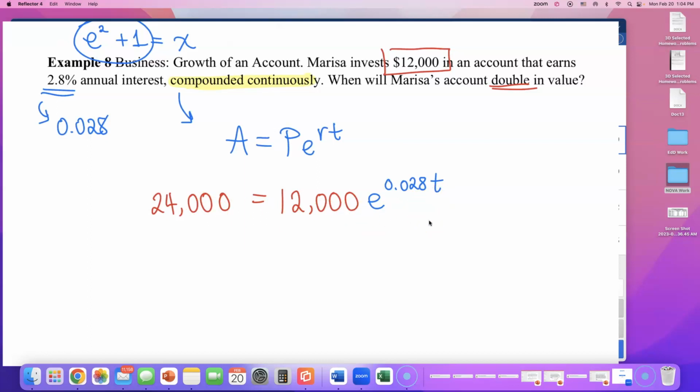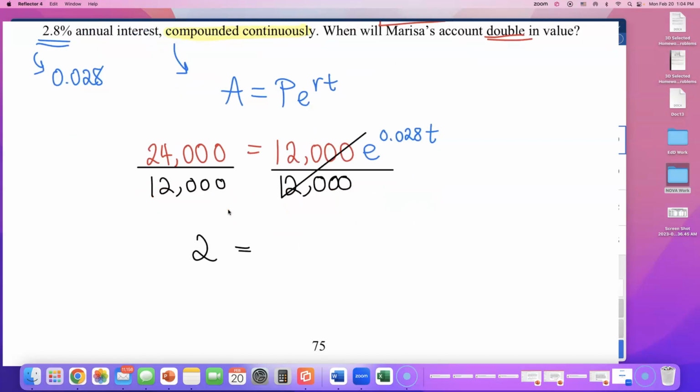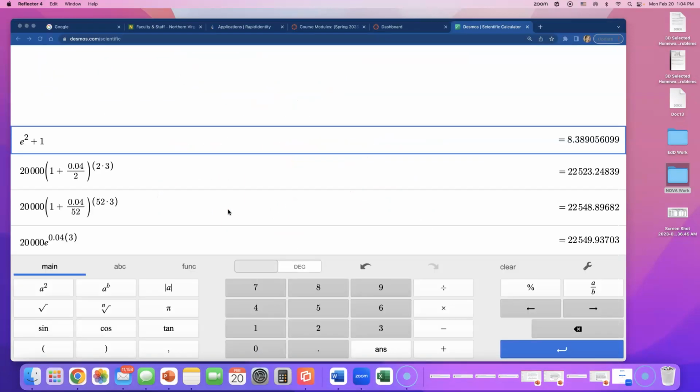Let's divide both sides by $12,000. If you divide 24,000 by 12,000, you will get 2. Because that's how we got 24,000. We doubled it, right? So what's left on the right side? This exponential term.